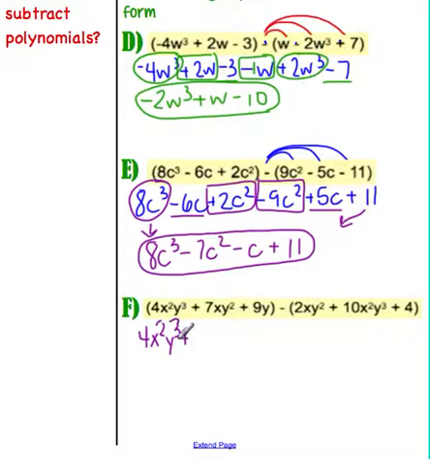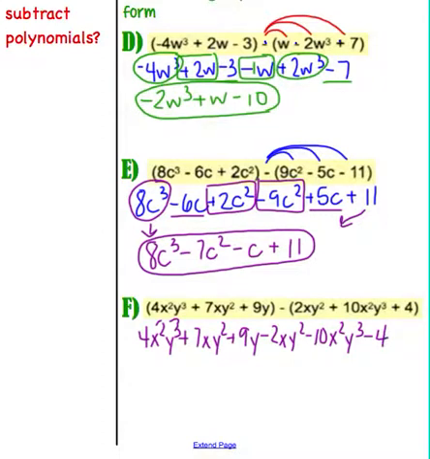plus 7xy squared plus 9y minus a positive 2xy squared, so minus 2xy squared, minus a positive 10x squared y cubed, so minus 10x squared y cubed, minus 4 because it's minus a positive 4.